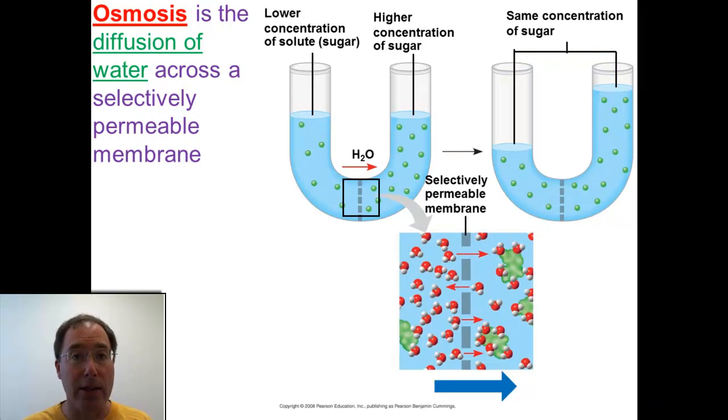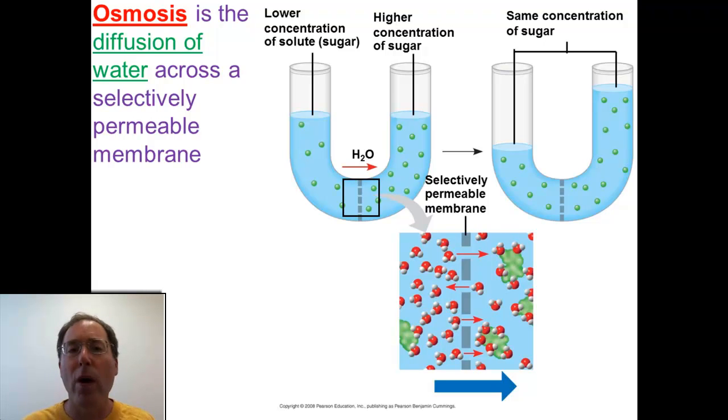The definition of osmosis is the same as the definition of diffusion, but it's the diffusion of water. So you have to imagine it's the diffusion of water across a selectively permeable membrane. Now, I told you that most environments inside and outside of cells are water-based. We live in an aqueous medium. All of our cells do.